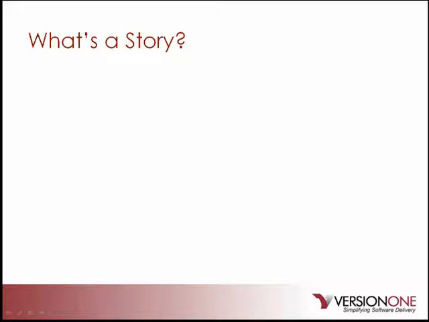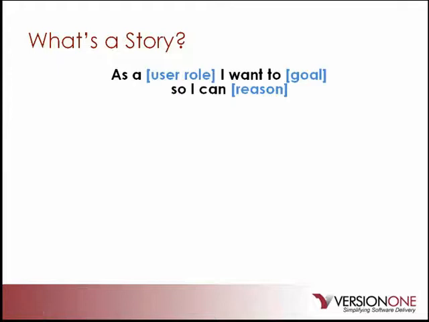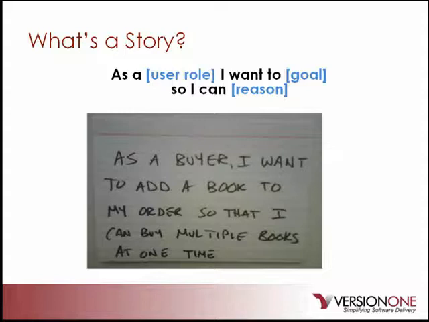In User Stories Applied, Mike Cohn suggests a more formal approach to writing user stories. He suggests this format: as a user role, I want to achieve a goal so that we can get some value. So each story has three parts: the role, the goal, and the reason. An example would be, as a buyer, I want to add a book to my order so that I can buy multiple books at one time.